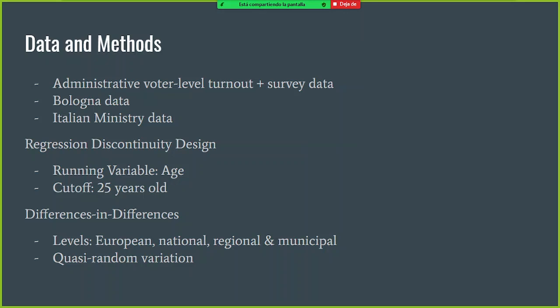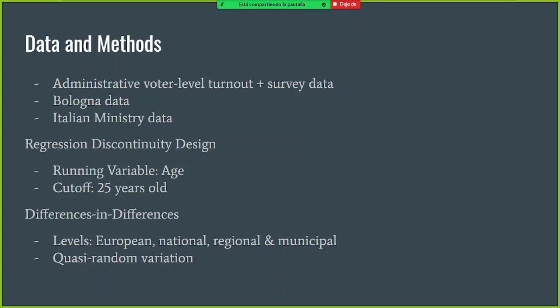Now, what is the method? The first method is regression discontinuity design. The running variable is age, and the cutoff is at 25 years old because people older than 18 years old but younger than 25 years old can only vote for deputies, and people older than 25 years old have to vote for both deputies and Senate.